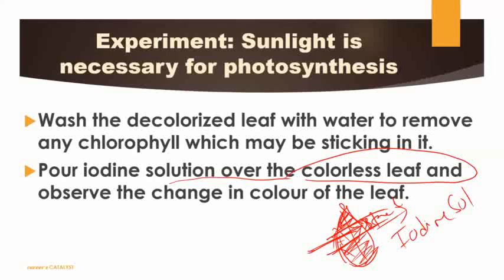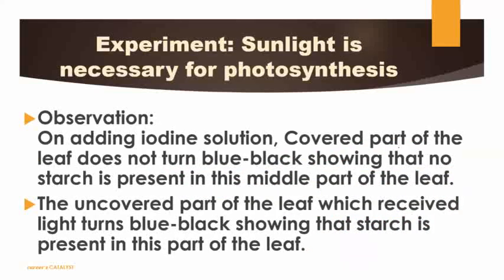Now I'm showing you a diagram. The observation at first: on adding iodine solution, the covered part of the leaf does not turn blue-black, showing that no starch is present in this middle part of the leaf. Because if starch were present there, it would react with iodine solution and the color would turn blue-black. It is not changing at all, which means that part of the leaf does not contain any starch.